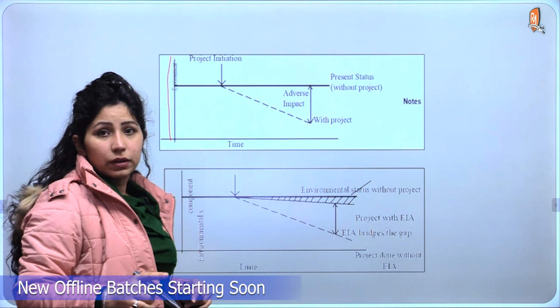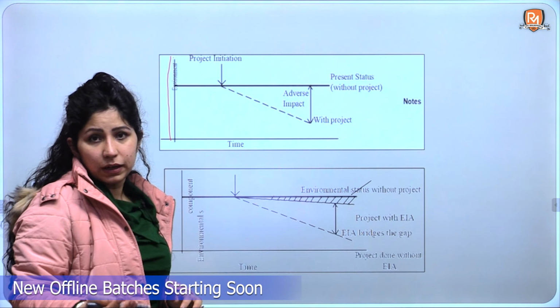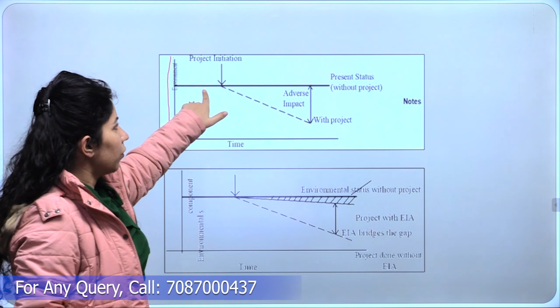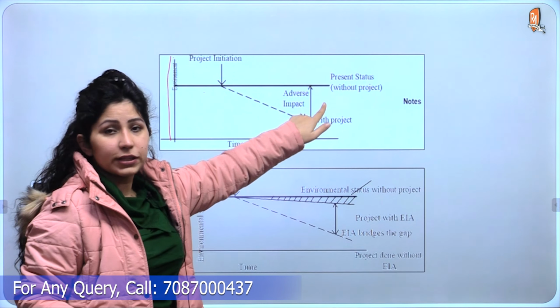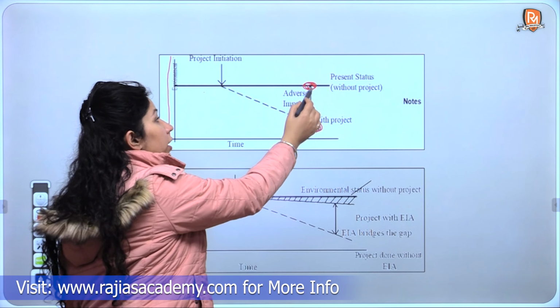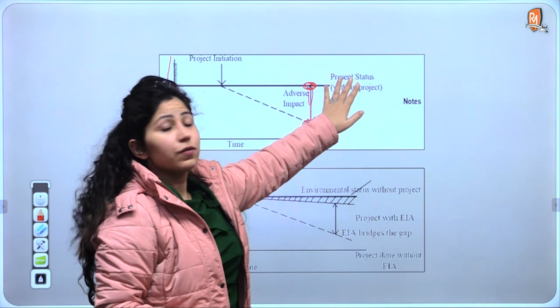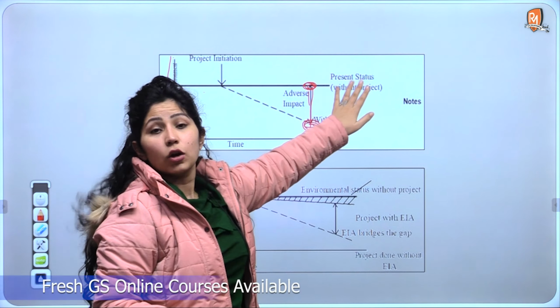But whenever there is a project that is being built, for example a refinery that's being built there, this line that was going straight comes down to this point. This is your adverse impact. From this normal state to this deteriorated state, this is your adverse impact here. This is with project, this was without project, this is the present status. If there was no project available, no refinery was there. So this is with project.